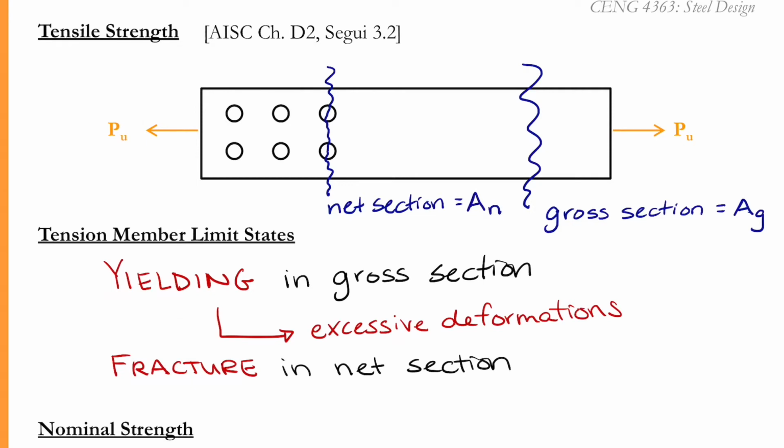And then as you saw in the demo, the biggest problem with fracture is that fracture leads to permanent separation of the element. And so we cannot have that in design. We need to make sure that all of our members are staying together. So that is why we hold fracture as one of our critical limit states.